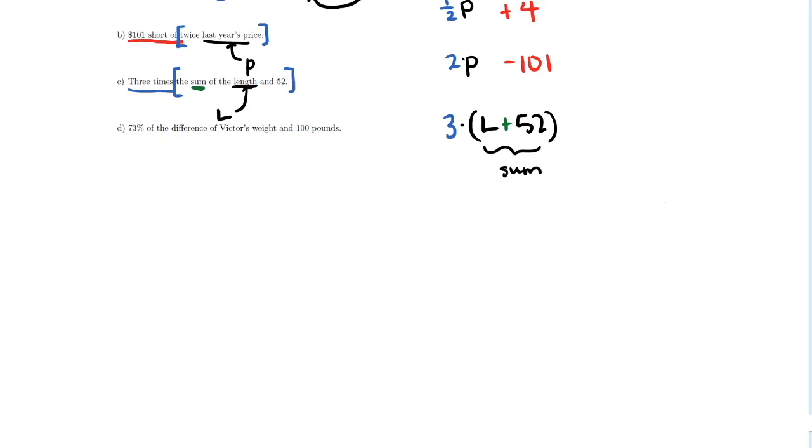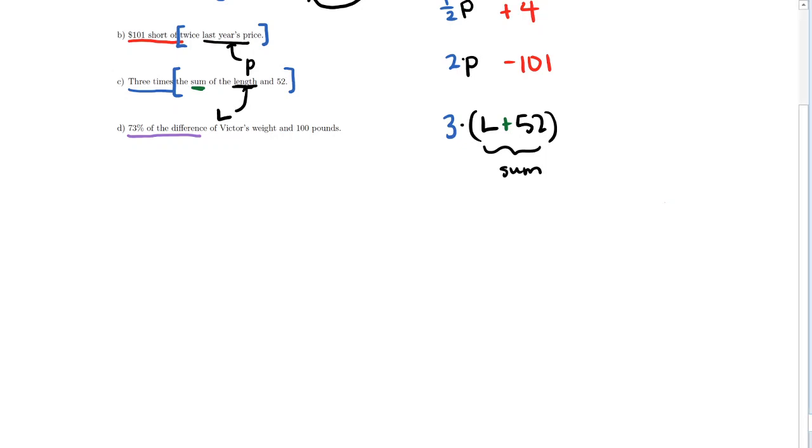Okay, so these are kind of tricky examples, but hopefully this is helping to clarify some things. Let's look at this next example. We're saying 73% of something, 73% of the difference. And the difference, just like the sum, the difference means subtraction, but the difference is referring to the result of subtraction. So when we say 73% of the difference, we're going to take the difference, whatever it's going to be, get that subtraction out, and then we're going to take 73% of that result.